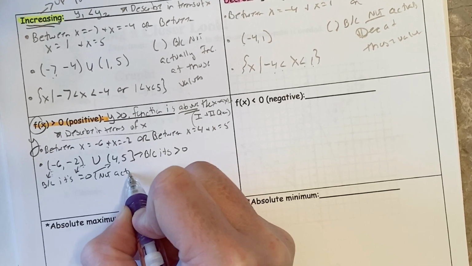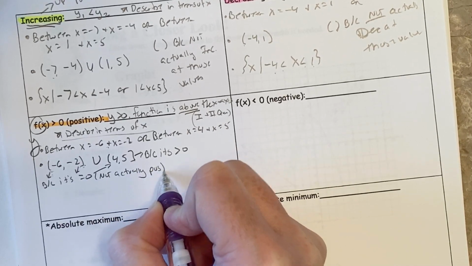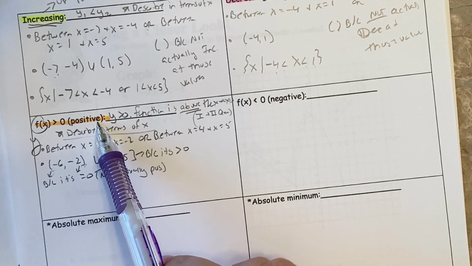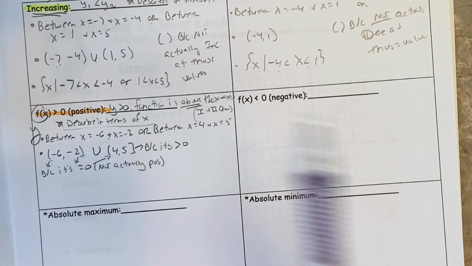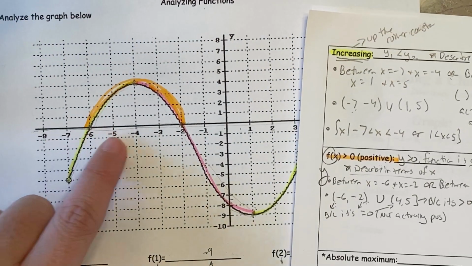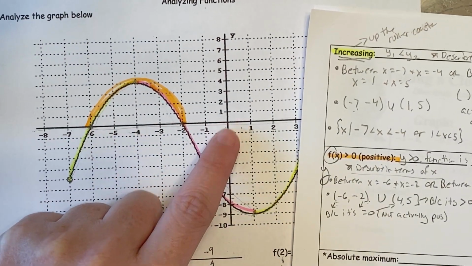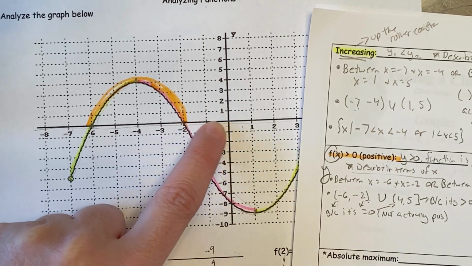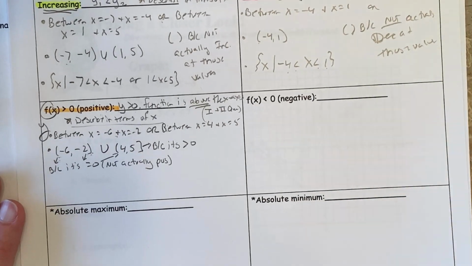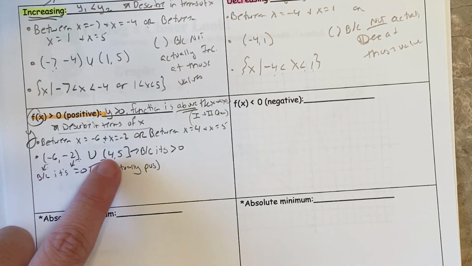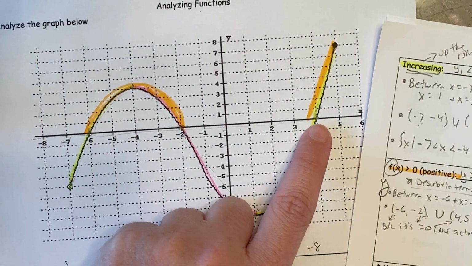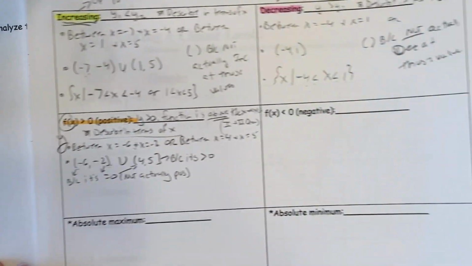So here I'm going to write, maybe this will help, not actually positive. Let's go over this again. Positive means it's greater than 0, where y is greater than 0. But at this dot right here, -2, 0, y is equal to 0. So technically, remember, 0 is not positive. So those three, 1, 2, and this third one, are not actually positive, because they're equal to 0.